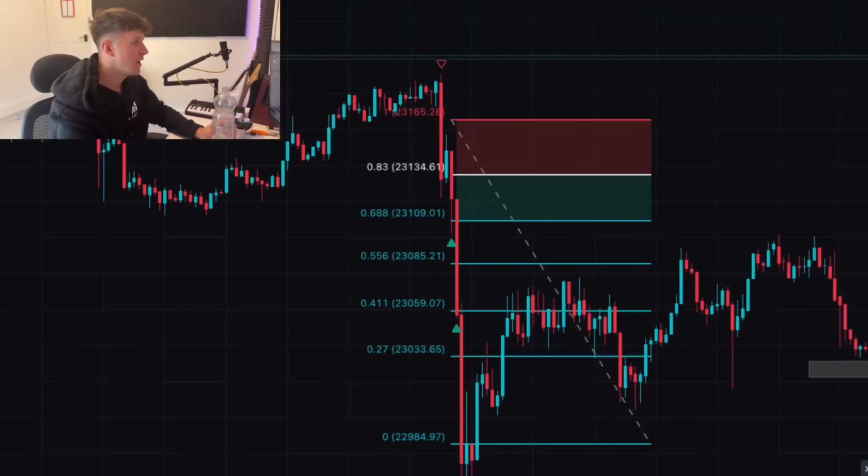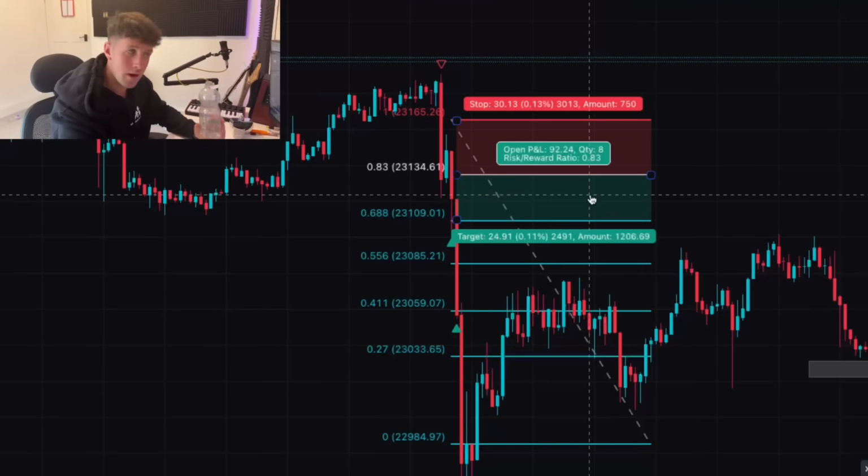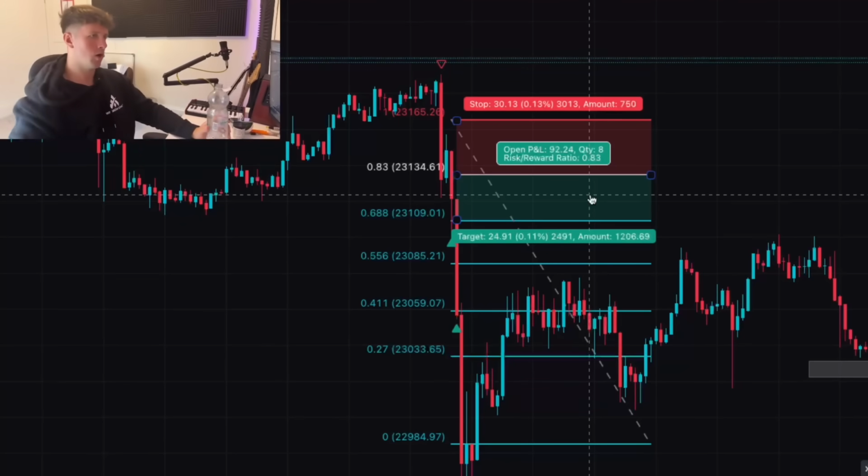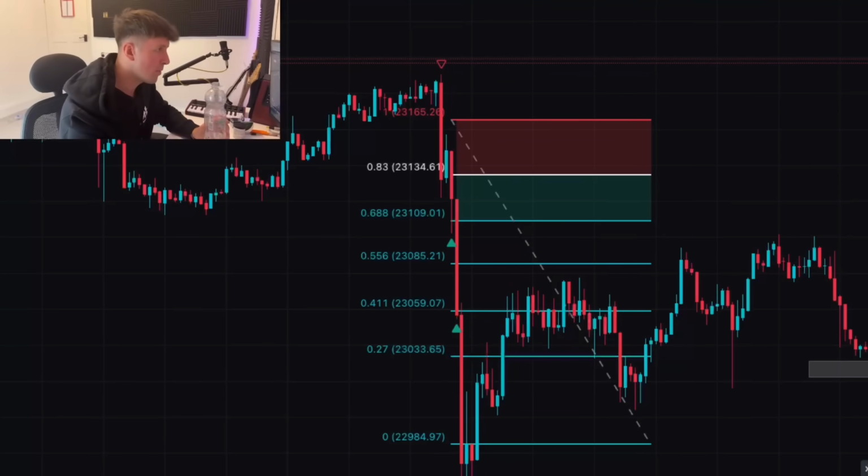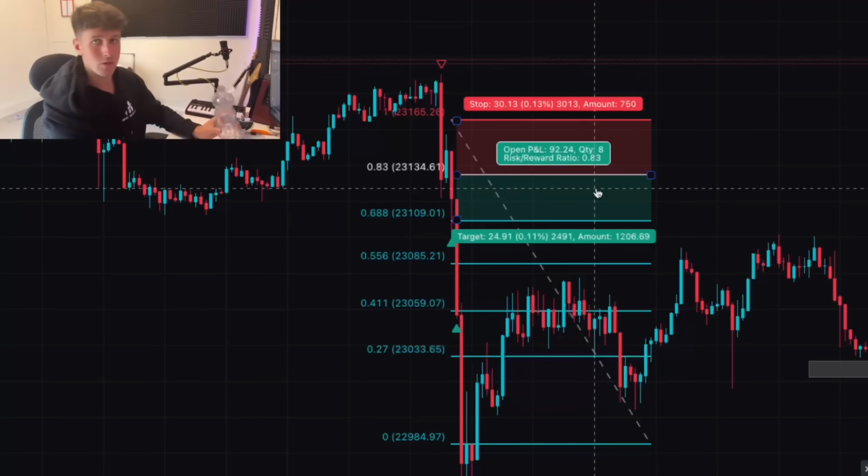Target 1. Now, this is where people get confused very quickly. They think, oh, target 1, a 1 to 1, 1R. Nope. It is actually around a 0.82, 0.83.